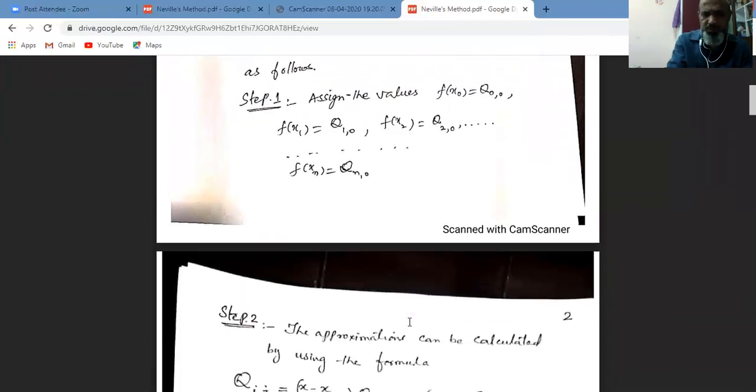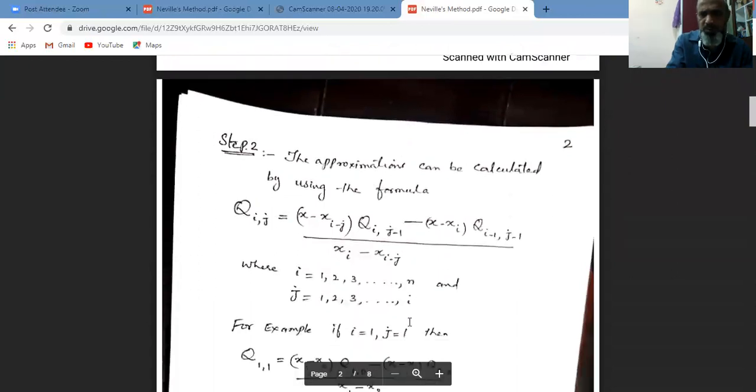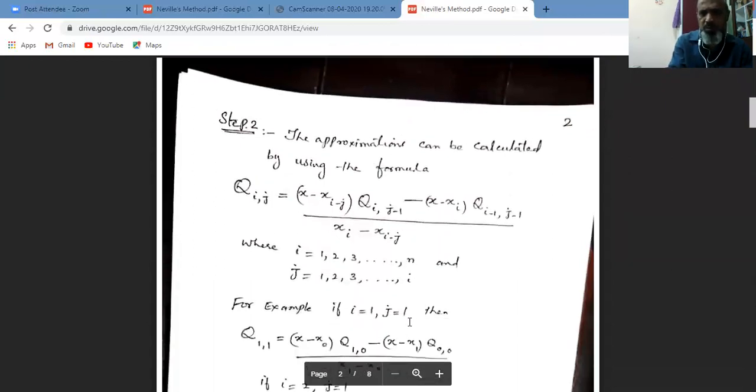The next step is step 2. The approximations can be calculated by using the formula. So this is the formula: q i,j is equal to (x minus x_{i-j}) into q i,j-1 minus (x minus x_i) into q i-1,j-1, divided by (x_i minus x_{i-j}). So this is the formula to calculate the further approximations. So what values will I take? i takes values 1, 2, 3, ..., n and j takes values 1, 2, 3, ..., i.